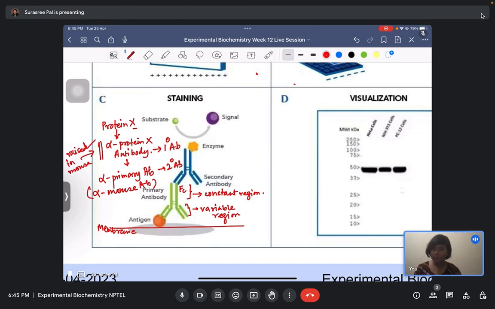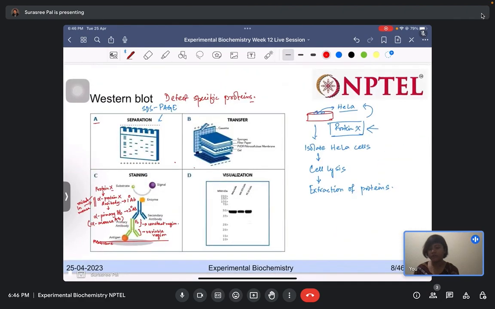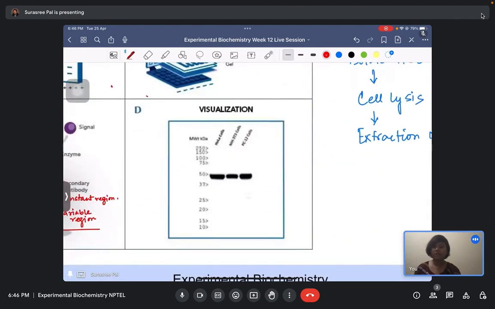So for signal amplification, and because it is not very expensive, it reduces the cost, which is why we use this secondary, two-antibody system. And here this enzyme, we will discuss later on what the enzymes can be and how they will give us the signal. Now after that, the next thing will be to develop the signal, and we can visualize this.